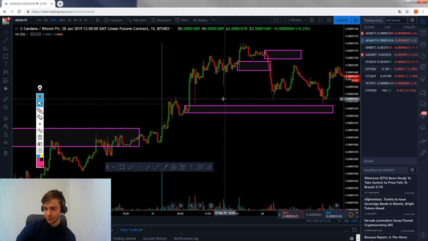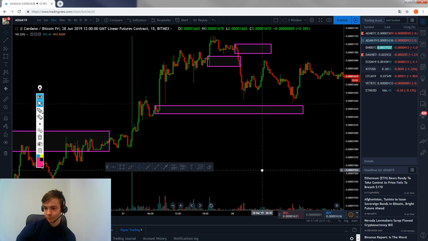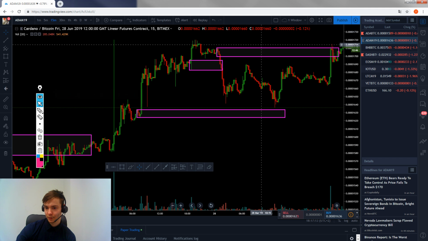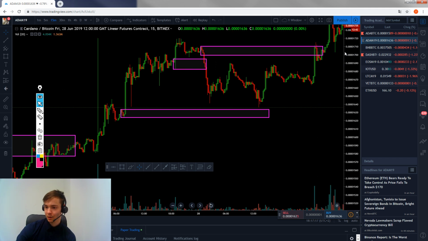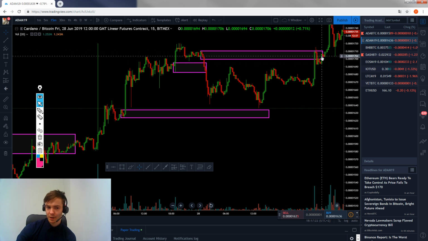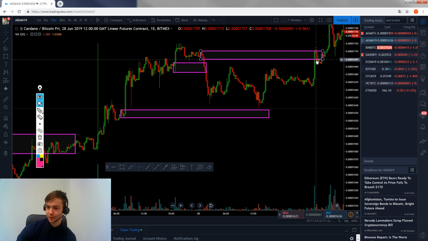Still a reaction on the structure here. You can see also reaction on this resistance. There was a bounce, but market was not able to hold it. Definitely, you can see also this single pattern.